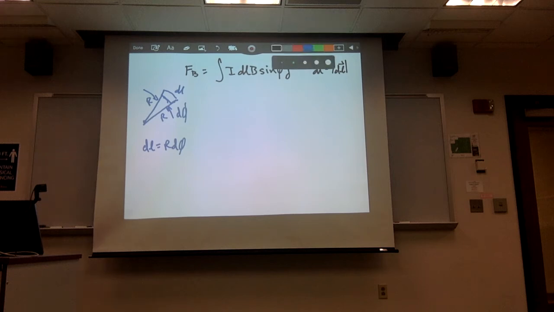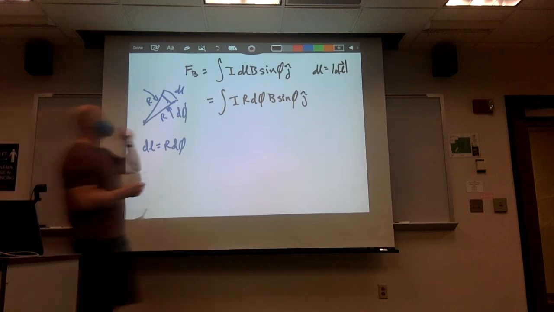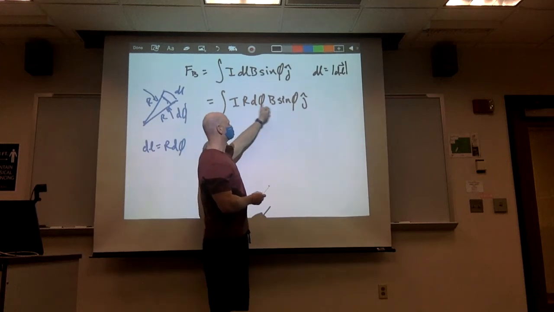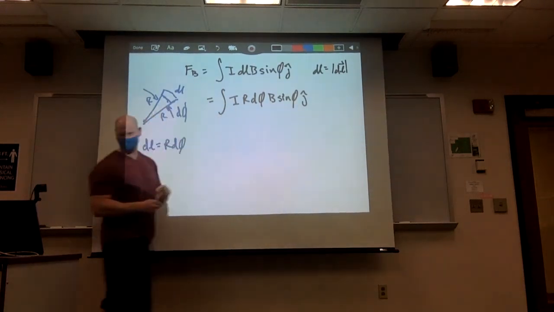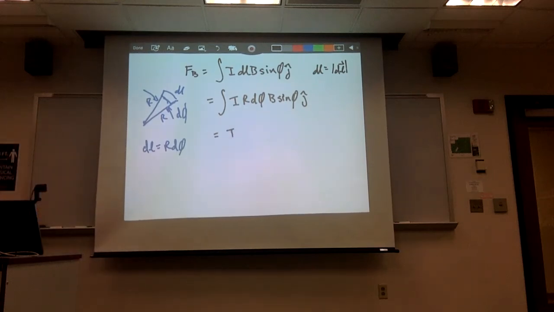Let's plug that back in. So finally, this is going to become equal to the integral of the current times r d phi times the magnetic field times sine of the angle, all in the j hat direction. Now, what I know is I is a constant, r is a constant, B is a constant. I can factor all those out. J is also a constant, I can pull that out. So this thing finally becomes the current times the radius times the magnetic field, integral of sine of phi d phi, all in the j hat direction.